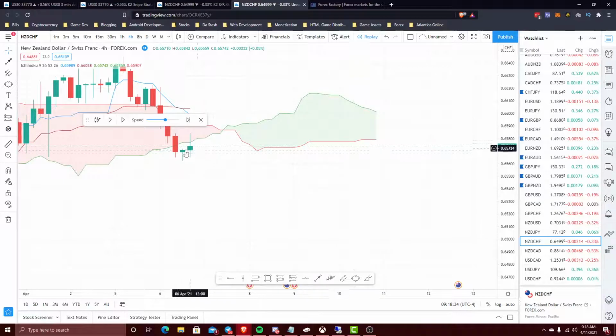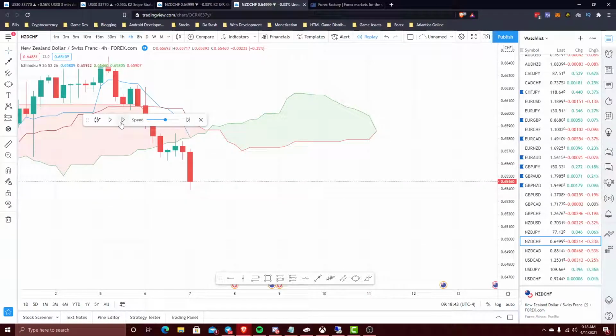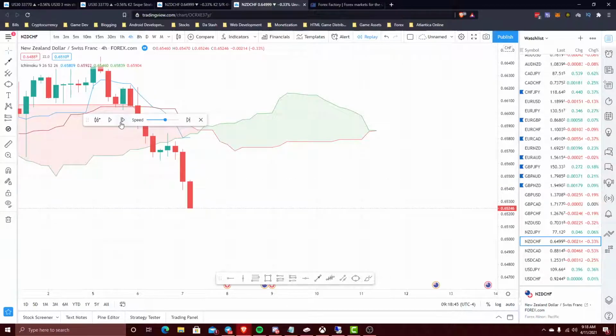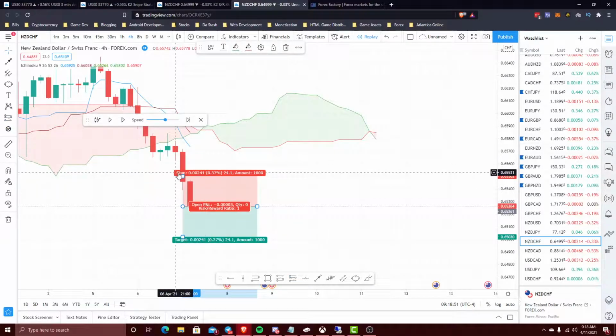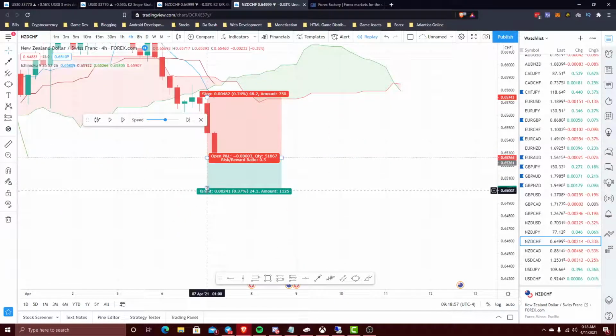See, I wouldn't take the trade here just yet because the cloud is still green. We move forward. Okay, I would have placed the trade here, with the cloud showing red. And stop loss, I probably would have put it up here.